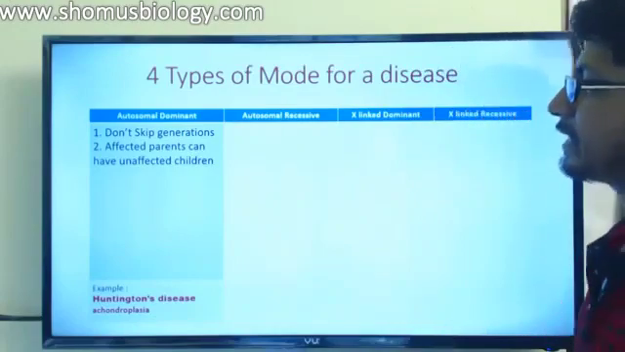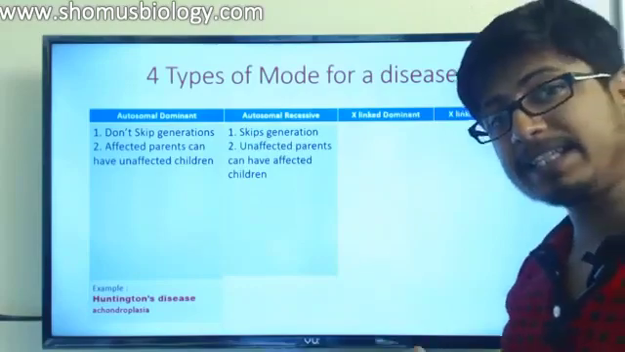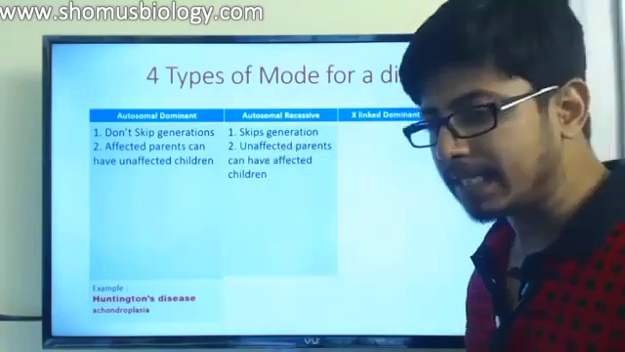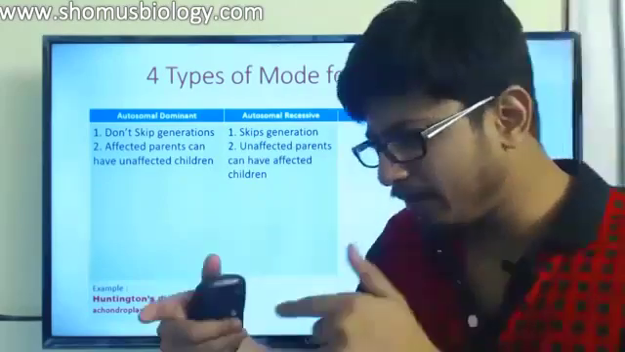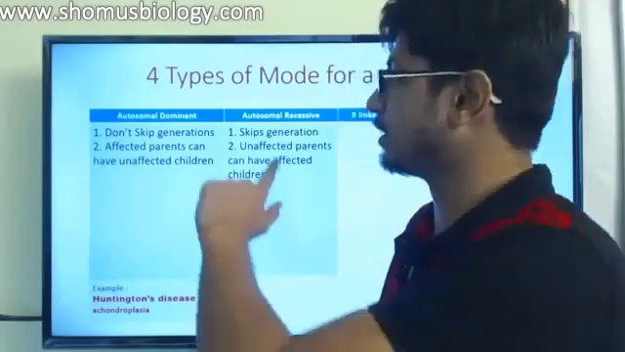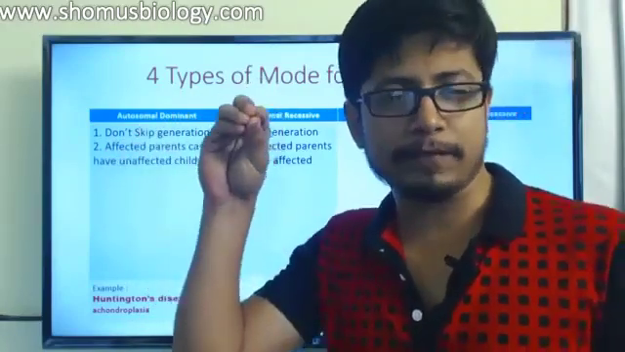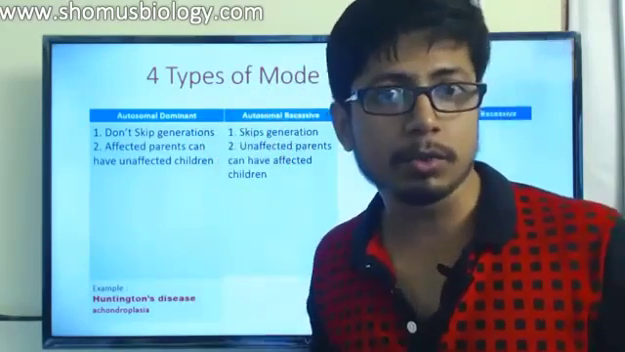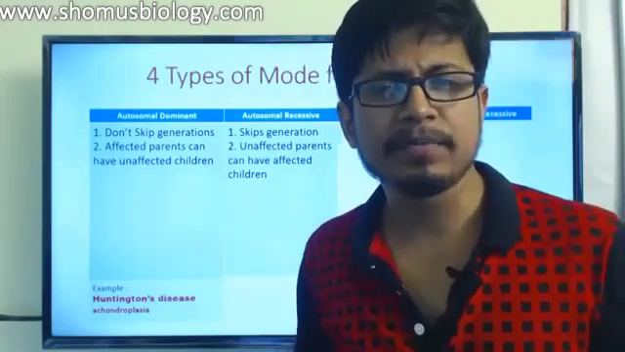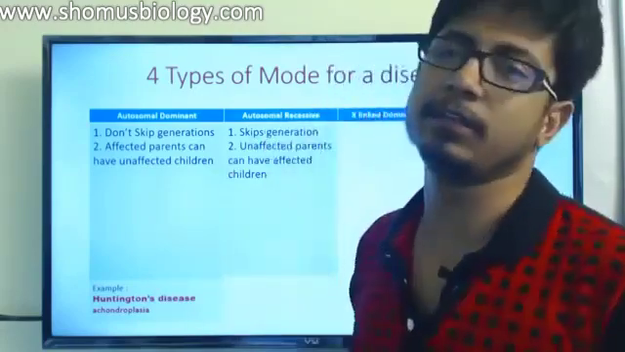Now let's move on to the second type, autosomal recessive. The property of autosomal recessive, as it is a recessive trait, is that it skips generation. That means you won't find that in every single generation at least one individual is affected. You won't find that, which is true for autosomal dominant. That means one individual is affected in generation 1, in generation 2 nobody is affected, but again in generation 3 someone is affected. This general skipping of generation is a feature of a recessive trait.